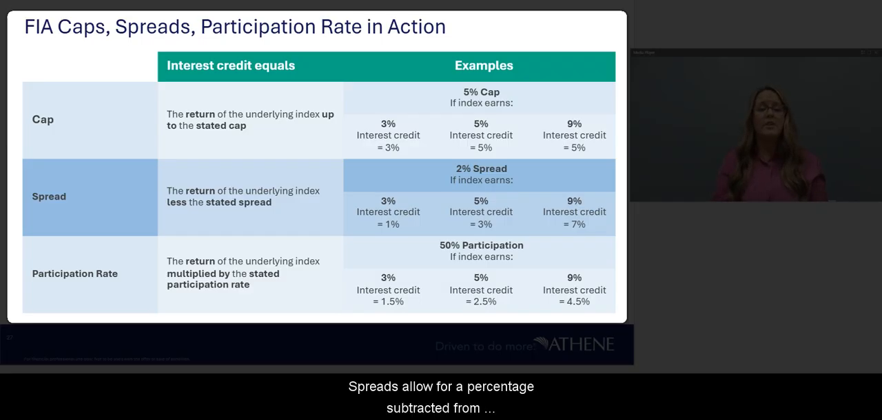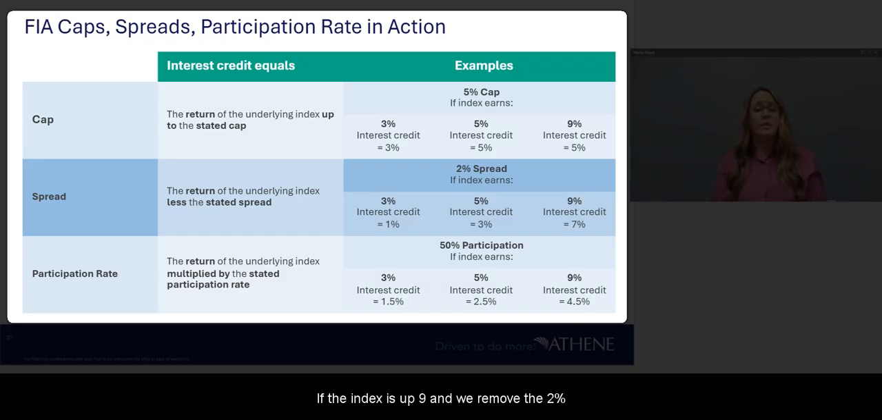Spreads allow for a percentage subtracted from the index gain before interest is credited. So if the spread is 2% and the index credits 3, your client will have a 1% gain. If the index is up 5 and we remove the spread of 2, your client has a gain of 3. If the index is up 9 and we remove the 2% spread, they get 7.